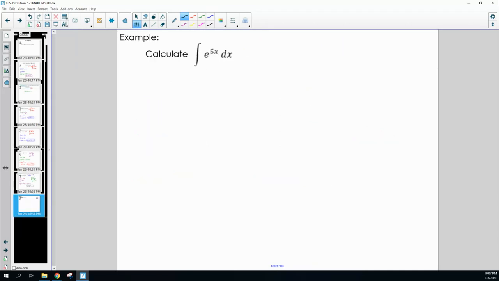Okay, and then we'll just look at one more. So here we have the integral of e to the 5x. Here our innermost function is going to be the 5x. That's going to be our exponent here. So du is going to be 5 dx. When I look at what I have here, I don't have the 5, but I do have the dx. So I can divide by 5 to get dx by itself. So I'll have 1/5 du equals dx.